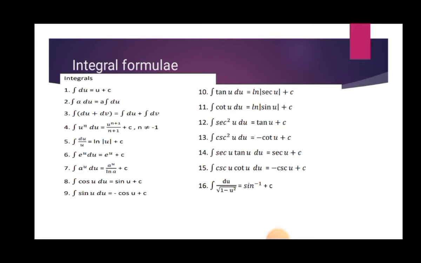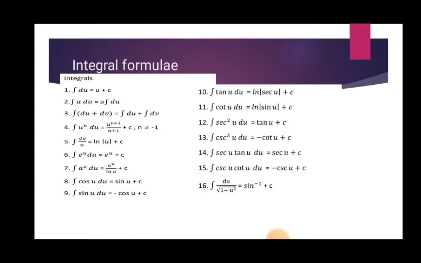The integral of sec u tan u du is equal to sec u plus c. Next is the integral of csc u cot u du, which will be negative csc u plus c. Then the last is the integral of du over the square root of 1 minus u squared, which is sine raised to negative 1 of u plus c. These formulas are very important to know, and it is helpful to memorize them, and it makes it easy to integrate the different integrals.